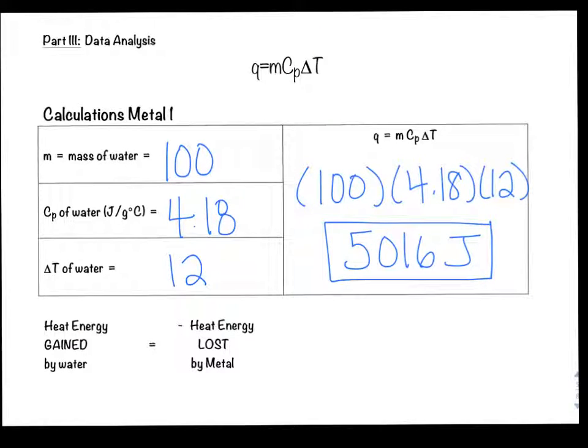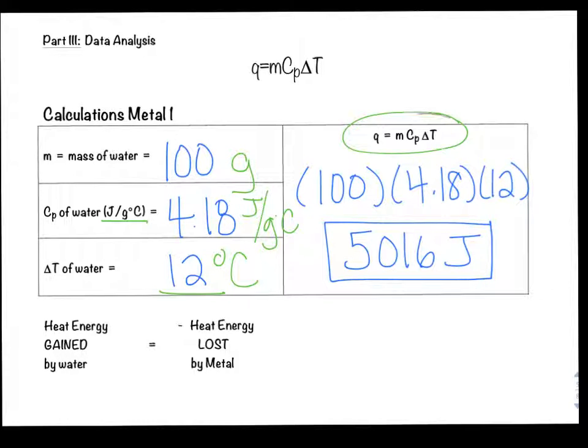So here are my calculations. All right, so for my mass of water, I had 100 grams of water. Okay, I'm going to add my units now. My specific heat of water is 4.18 joules per gram degrees Celsius. This is a standard number. We know it's water. Okay, and my delta T of water, as you saw in my data table, was 12 degrees Celsius.